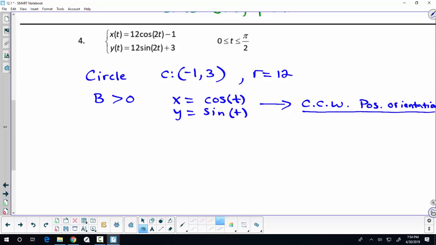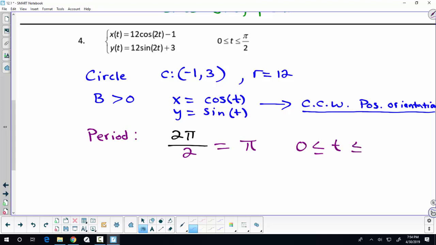Right, yeah. So how much of the circle do we get, is it half a circle? Do y'all agree with that? I mean, there's two ways to look at this. The period of sine and cosine is 2 pi divided by our b, which is 2, gives us a period of pi, but t is only ranging from 0 to pi over 2. So one circle is generated every pi, but we're only doing half of that with pi over 2. So we're only getting half of the circle.